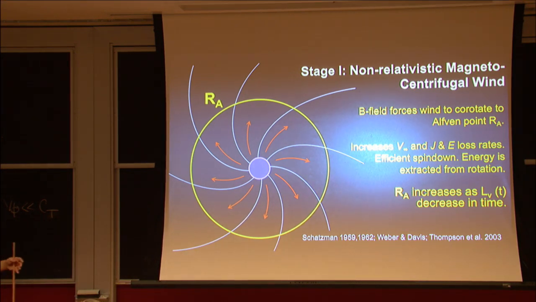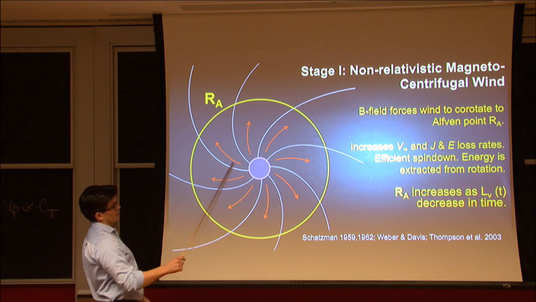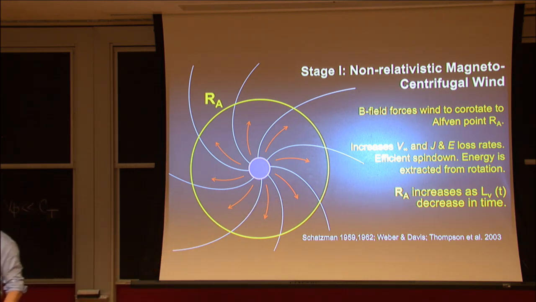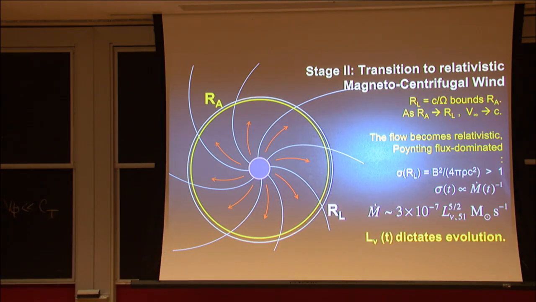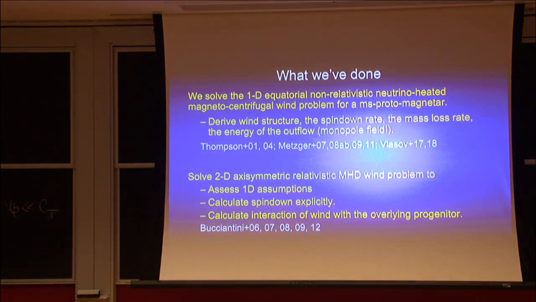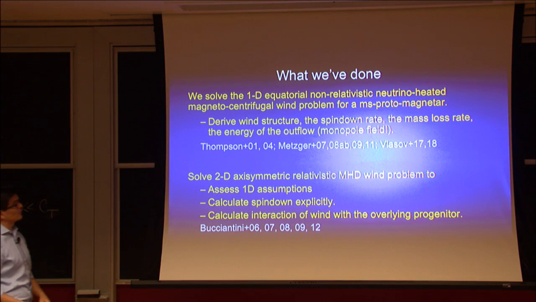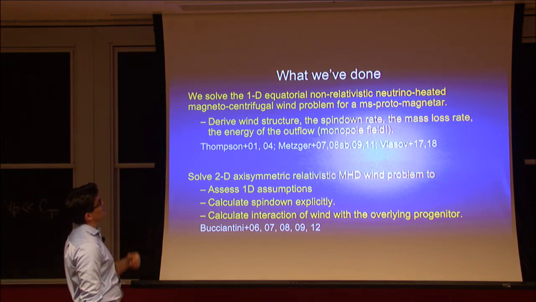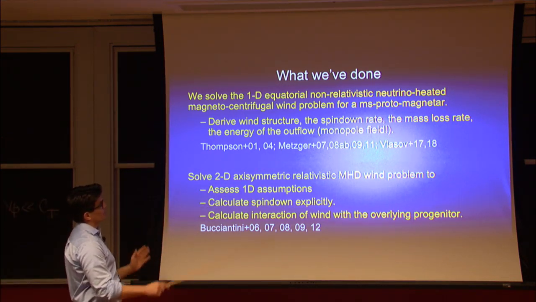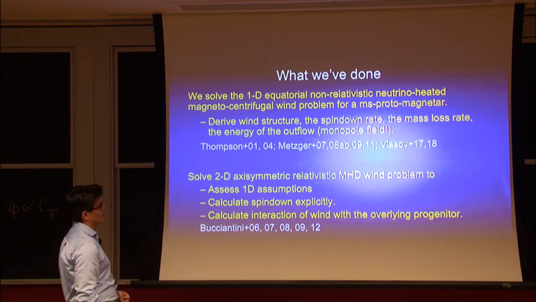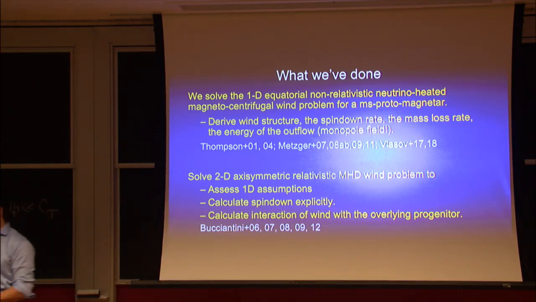Now, my neutrino luminosity is decreasing because my neutron star is cooling, and so this Alfvén radius is going to increase in time. The wind will become relativistic. What we have done is a whole bunch of stuff. For 15 or 20 years now I've been working on this. We did 1D equatorial non-relativistic winds, 2D axisymmetric relativistic winds, a bunch of beautiful work by Bucciantini.